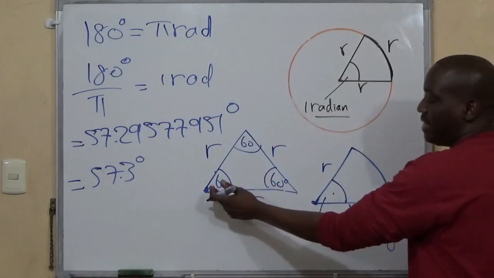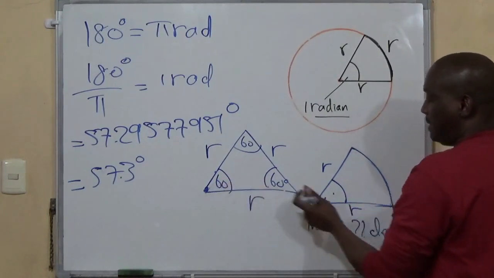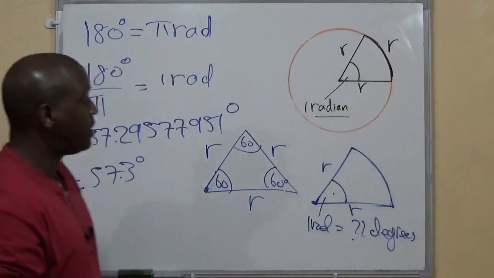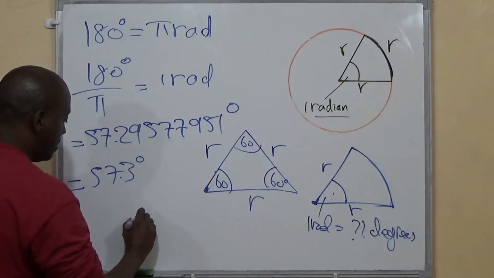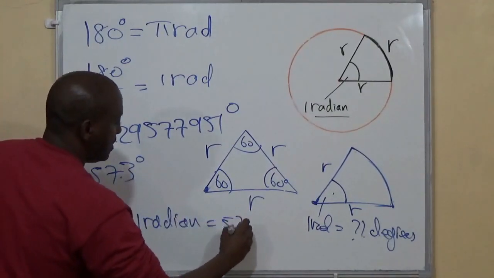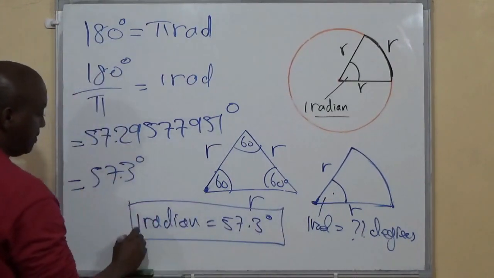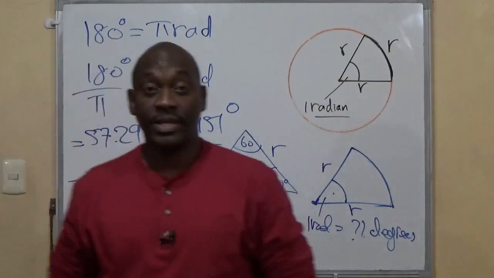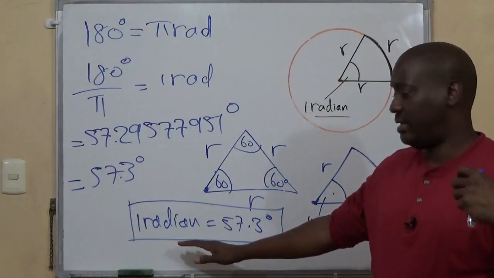It's not quite 60 as we would have in the case of the equilateral triangle, but it is almost. So that is another way of remembering it. So basically what we're saying now is that 1 radian is equal to 57.3 degrees. That is something that is always helpful. It's always nice to have this tucked away somewhere in the back of your head, right?